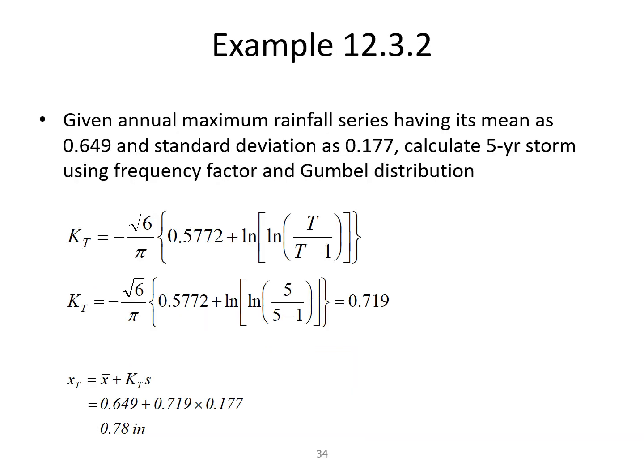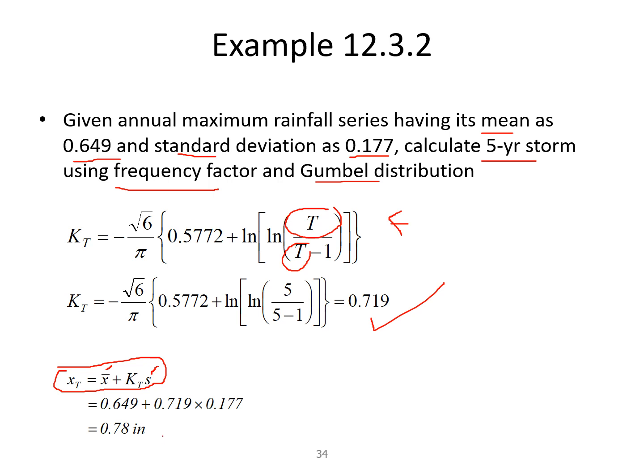Here is an example to show you how to calculate. It gives an annual maximum rainfall series with its mean value and standard deviation value. You need to calculate a 5-year storm using frequency factor and the Gumbel distribution. For Gumbel, this is the formula for KT. You put KT in the general formula, with X bar the mean and S the given standard deviation. Put in the return period of 5 years, get the KT value, and then you can calculate the rainfall for the 5-year return period.